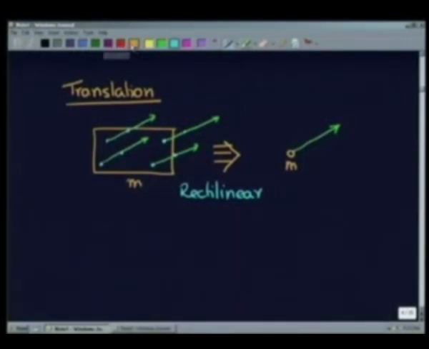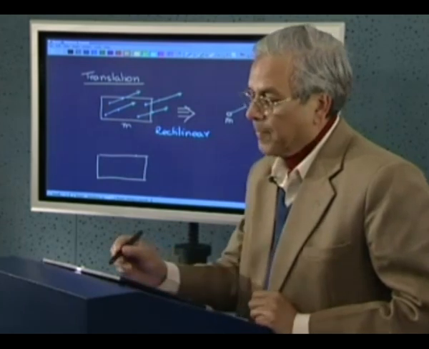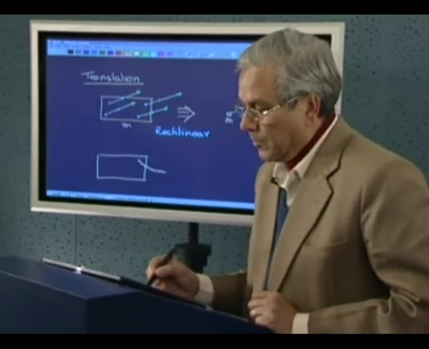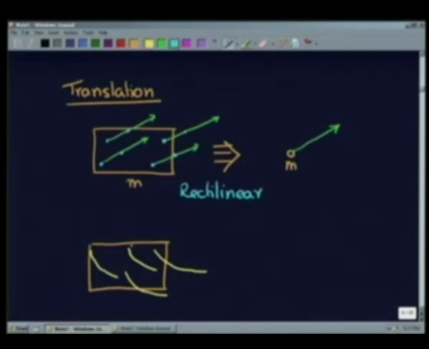There is another kind of translational motion possible, where each particle of a rigid body undergoes a different kind of trajectory, which is not a straight line, but the same for all. That means a particle which was here has gone here. Particle which was here has gone here, and so on.